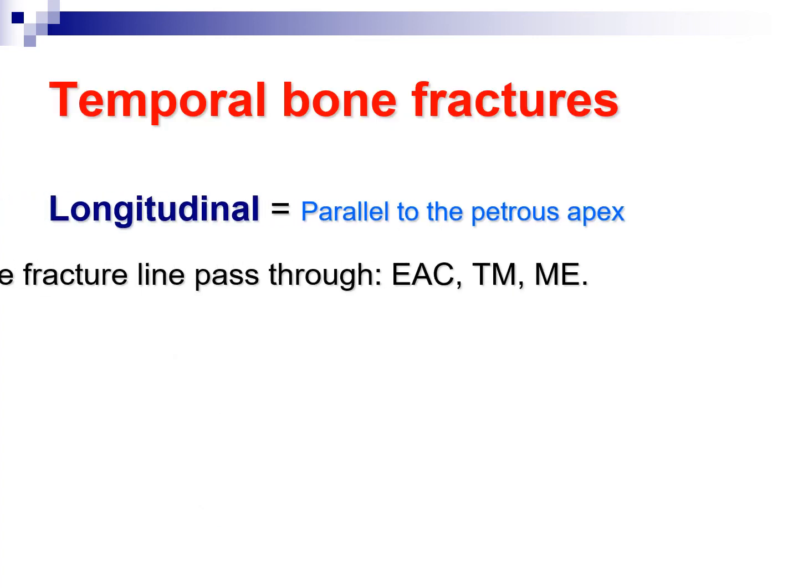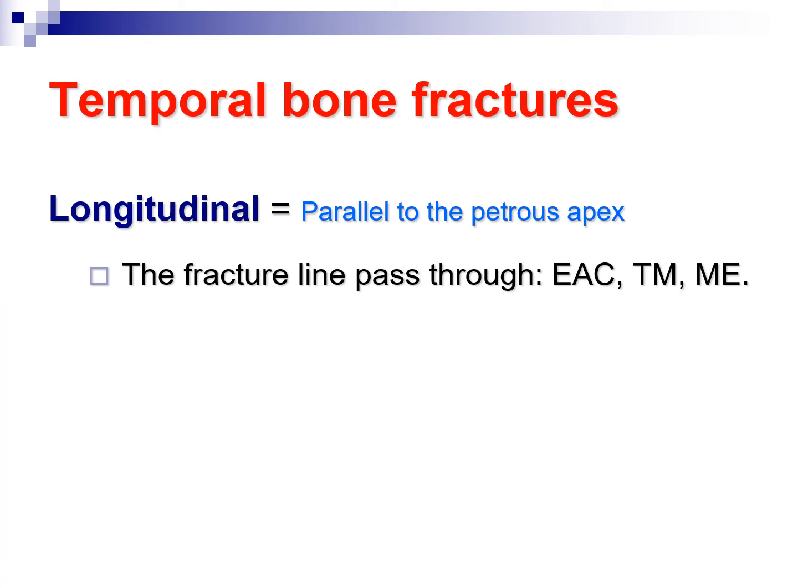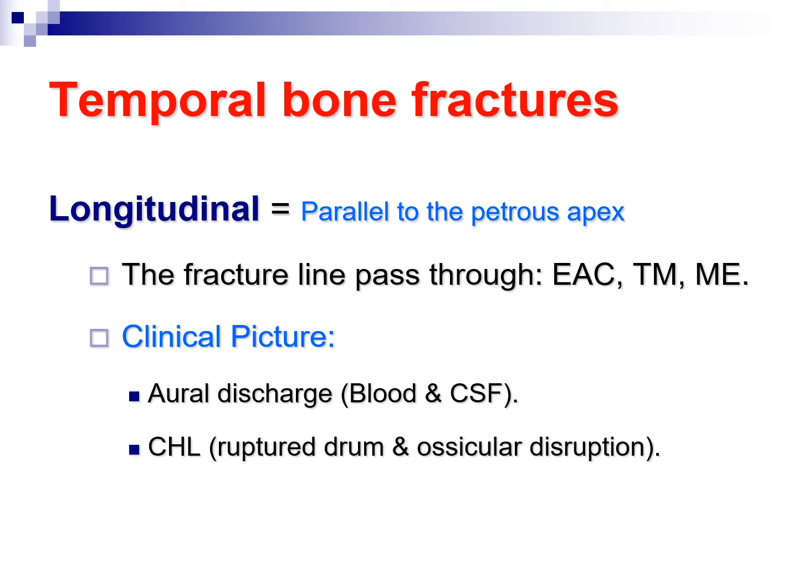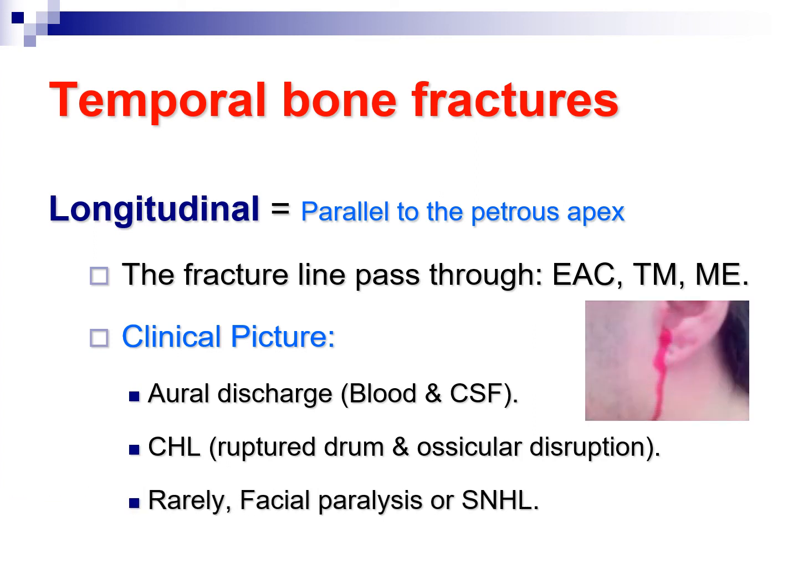So longitudinal one, in which the fracture line is parallel to the longitudinal axis of the petrous apex, passes through the external tympanic membrane and middle ear. That's why ear discharge is common, because commonly there is a tympanic membrane perforation or tears, and the fracture line passing through the middle ear will allow blood and CSF to come from the external auditory canal, so there is bloody and CSF discharge. And conductive hearing loss is quite common, ruptured drum with ossicular disruption, and very rarely this patient will have facial palsy or sensory hearing loss.